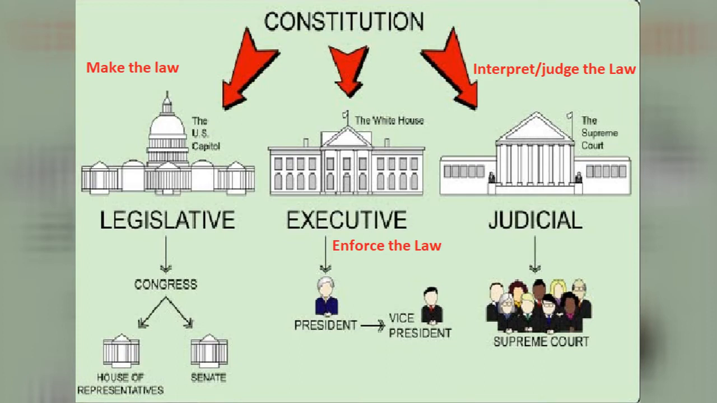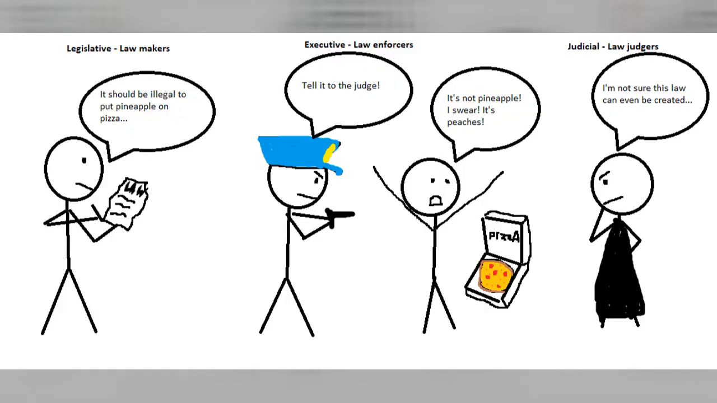The executive branch, which is made up of the president, the vice president, and their cabinet members, which we'll talk about later in the year, has the primary function to actually enforce the law. The judicial branch, made up of the Supreme Court, has the primary function of interpreting and judging the law to see if the law actually is constitutional or not. And if you think of any law, that makes sense. There are always three primary parts to a law.